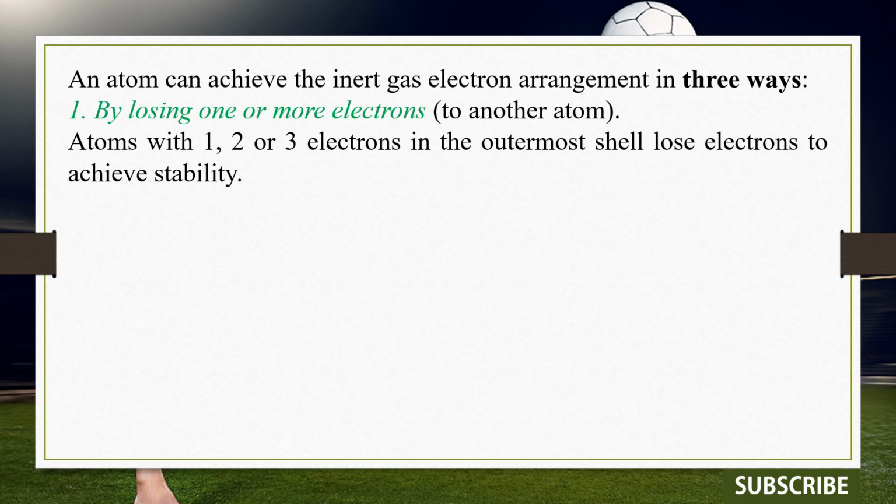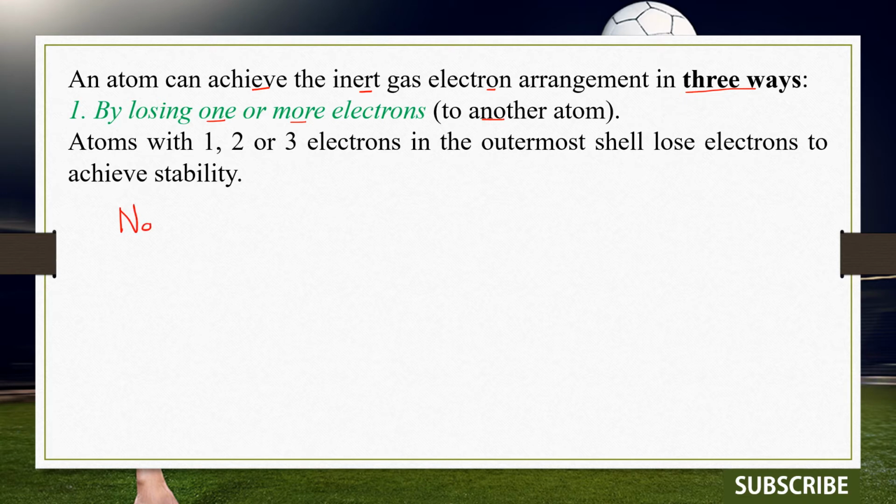So what can an atom do to achieve an inert gas electronic configuration? There are actually 3 possible ways for that to happen. The first one is it can lose electrons so that it becomes stable, and in this case we'll lose those electrons to another atom.